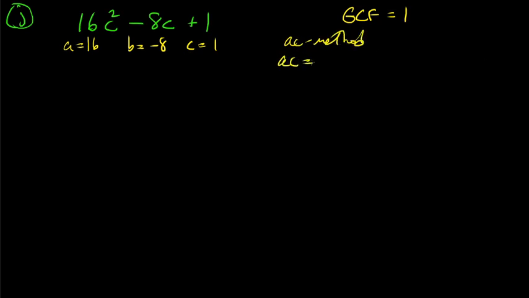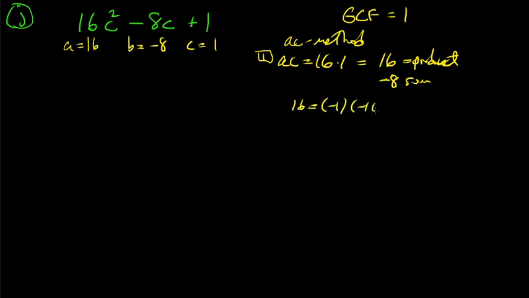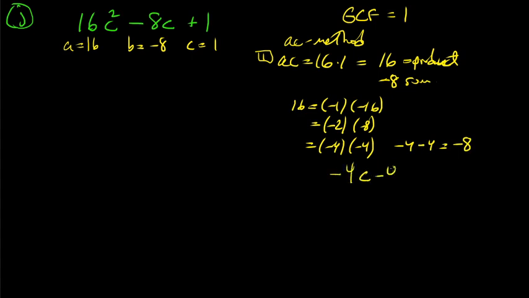Right, so A times C, step 1, is 16 times 1, which is 16. So what two numbers have a product of 16 and a sum of negative 8? Okay, so we know they're both negative. It's not negative 1 and negative 16. It's not negative 2 and negative 8. It's got to be negative 4 times negative 4, right? Negative 4 plus negative 4 is indeed negative 8. So negative 4c minus 4c is negative 8c, and that's what we're going to split up here.